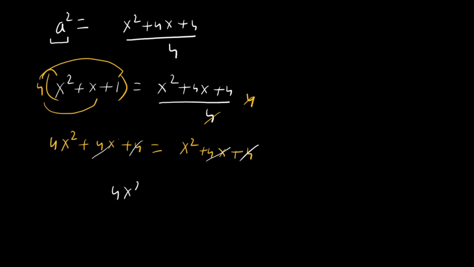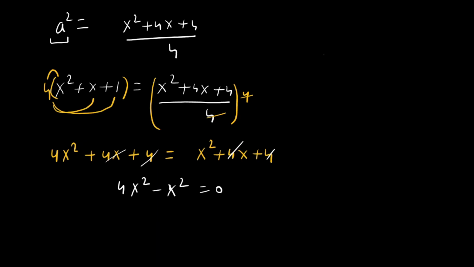Then 4x square equals x square. If we take all the expressions to the same side, then 4x square minus x square equals 0. Now 4x square minus x square is 3x square, which equals 0. This implies x square equals 0. Then we can say if x square equals 0, then the value of x is 0. So this is our final answer.